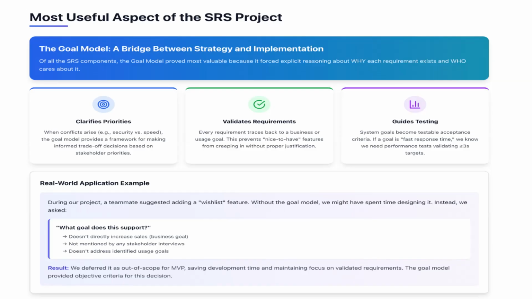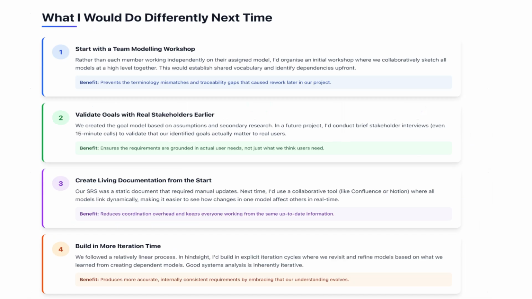The goal model proved most valuable because it forced reasoning about why requirements exist. It clarifies priorities during conflicts, validates requirements by tracing them to business goals, and guides testing. A real example was a teammate suggested a wishlist feature. We asked, what goal does this support? It didn't support any, so we deferred it, saving development time. The goal model is the why behind every requirement.